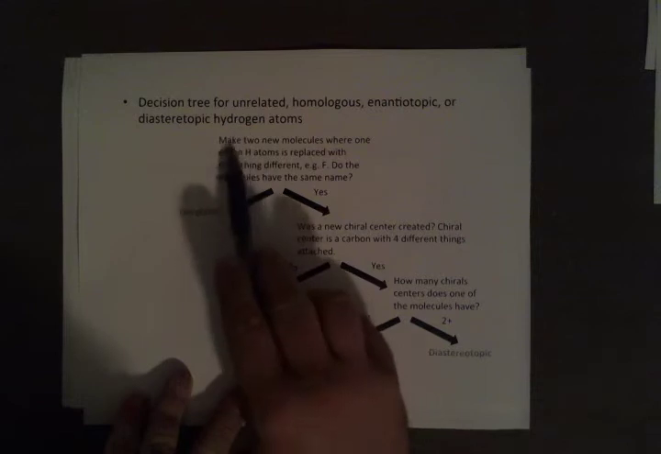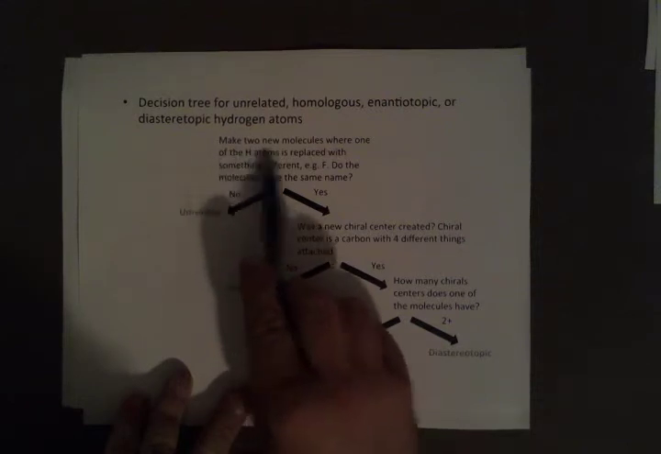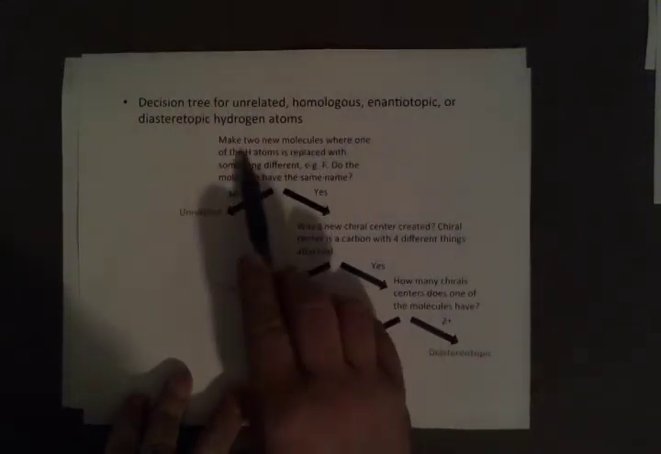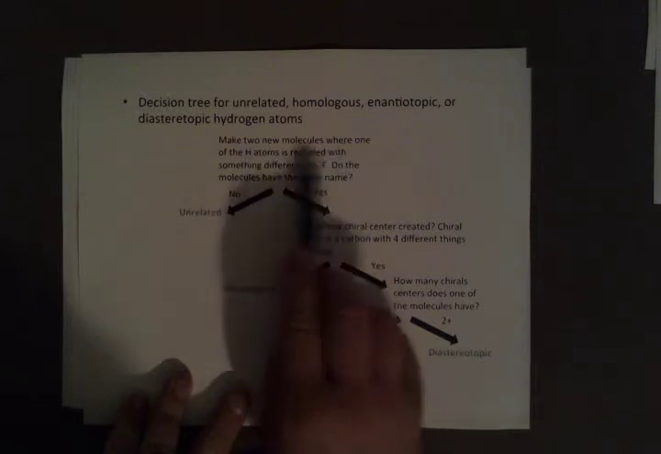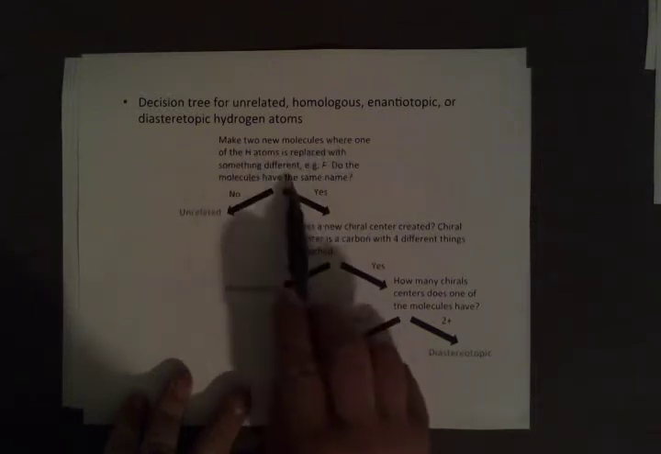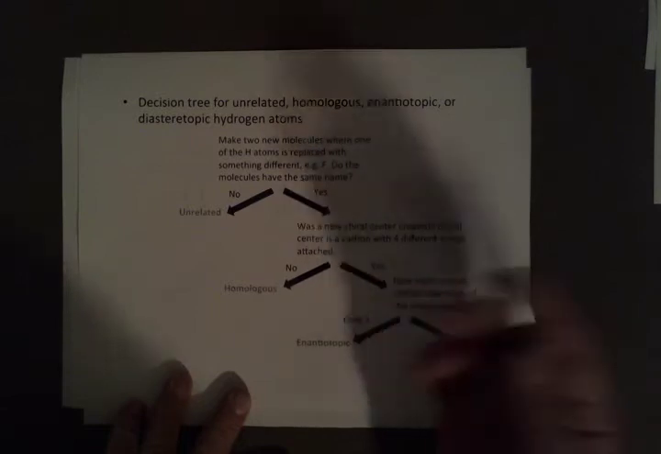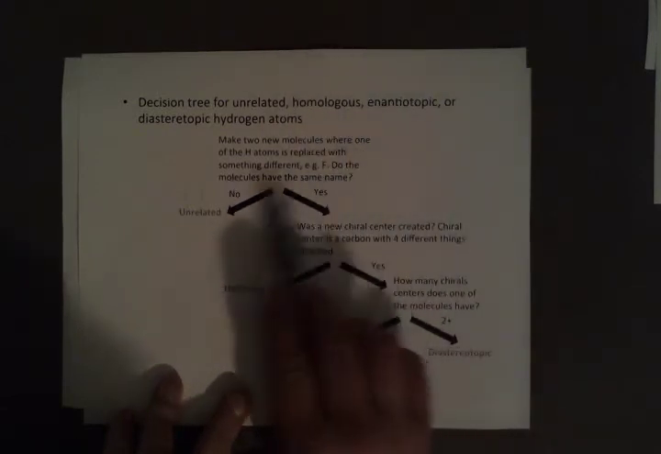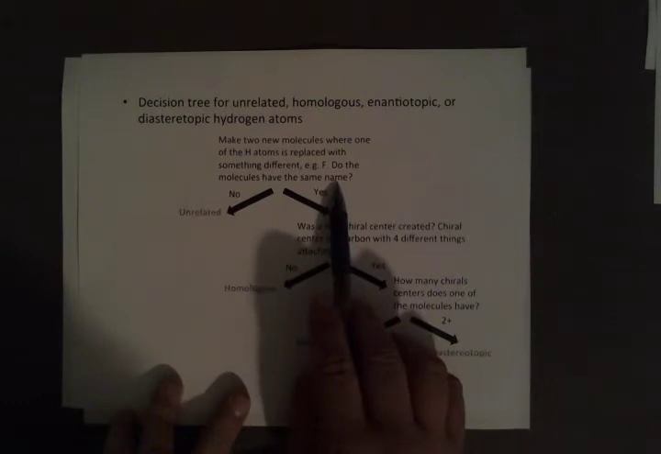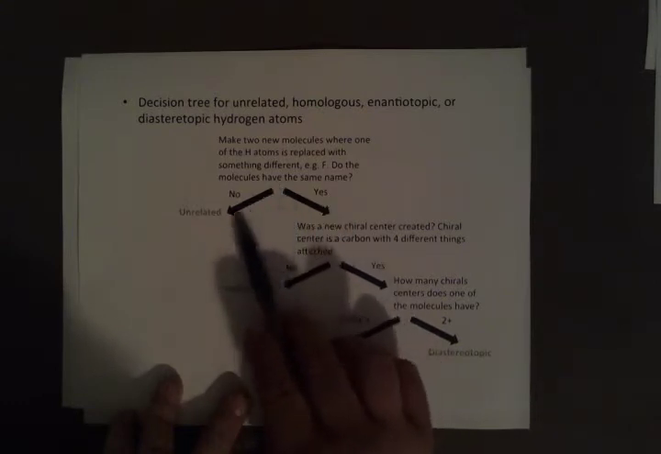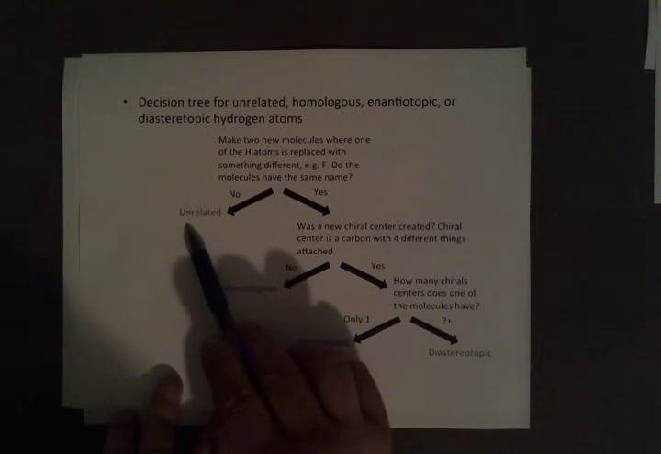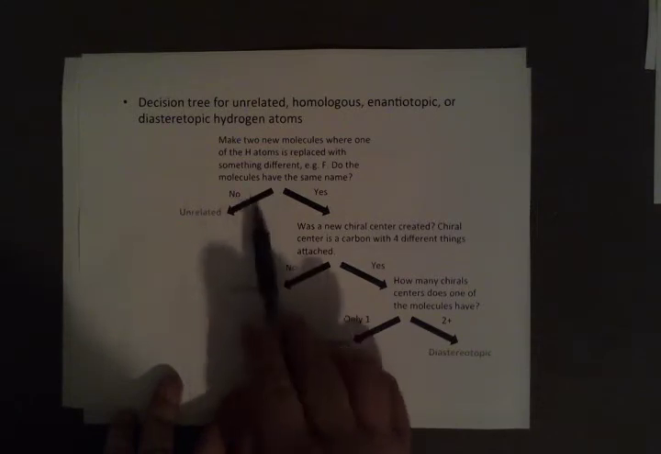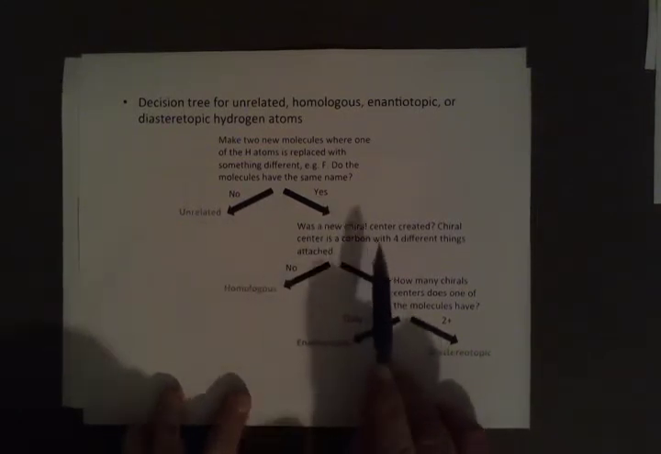So what you do is, for the two hydrogens of interest, you make two new molecules where one of the hydrogens is replaced with something different, say fluorine. I usually do fluorine just because, why not? But the first question you ask is, if you were to name the molecules, would they have the same name? If they don't, then those hydrogens are considered unrelated. But if they do, then you have to ask the next question.